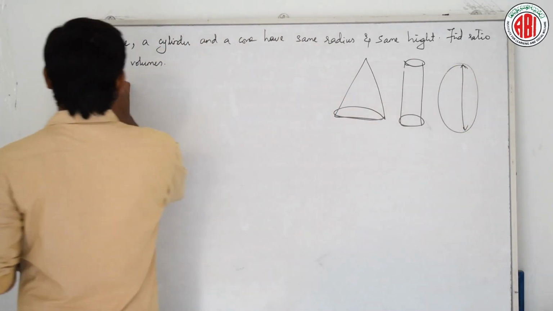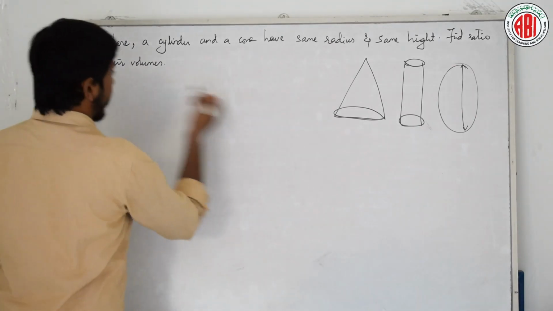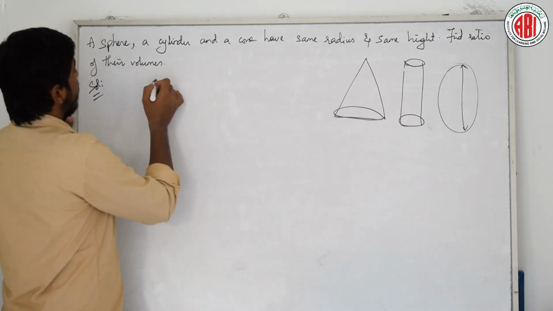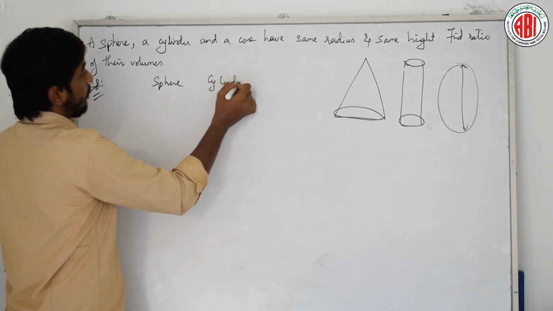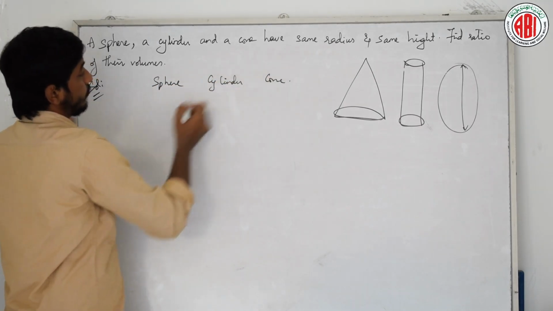Now let us write everything separately: sphere, cylinder, cone.